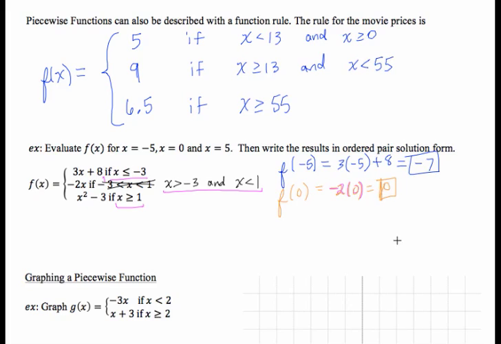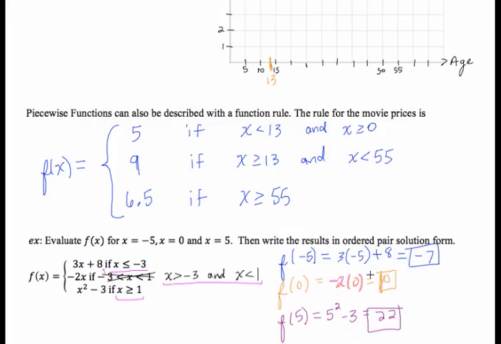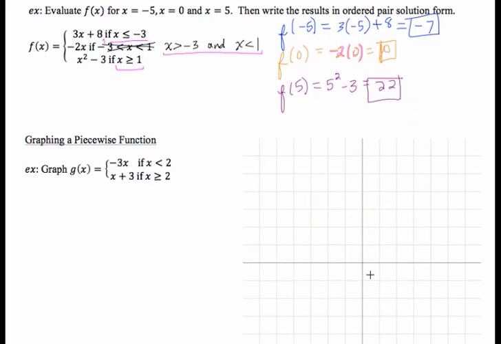And then the last one, let's find f of 5. So you figure out where in the domain 5 falls. 5 is not less than negative 3. 5 is not less than 1, but it is greater than 1. So y is defined by this part, x squared minus 3. So you have 5 squared minus 3. That's 25 minus 3, which is 22. So that's how you find function values. And you've seen how you graph a piecewise function, but now let's practice graphing, now that you have an understanding of what this actually in fact means.